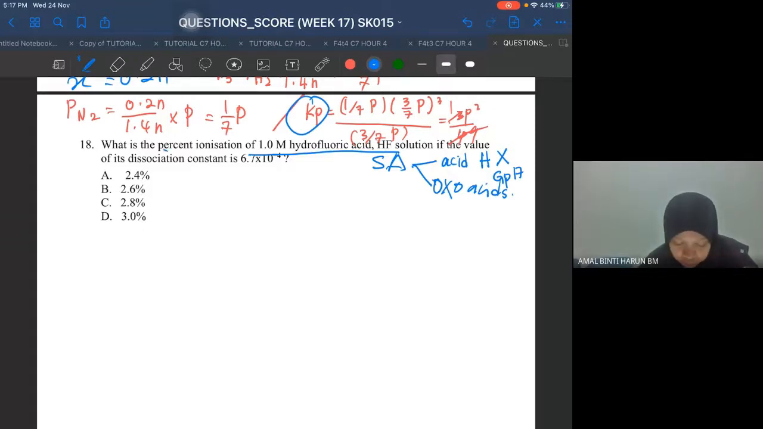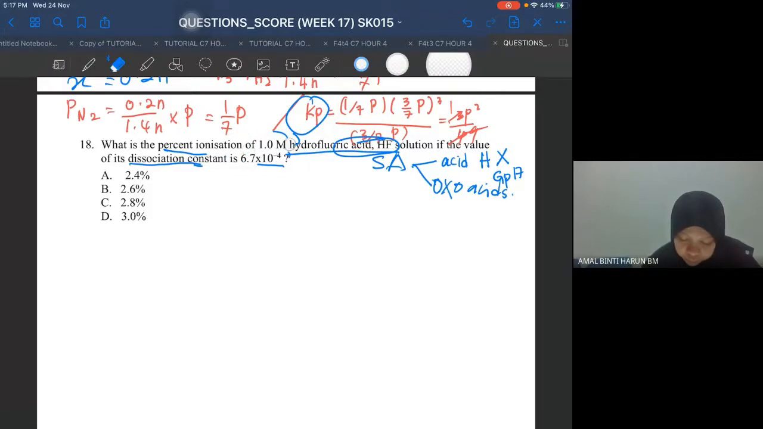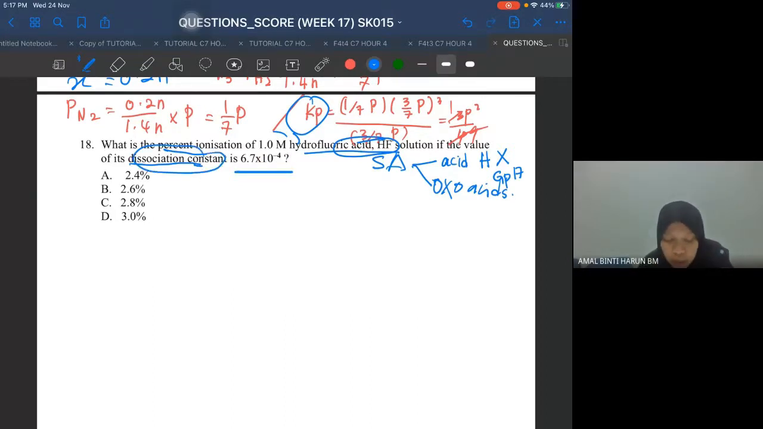So, what is the percent ionization of hydrochloric acid if its dissociation constant is 6.7? So, kalau you nampak je dissociation dia 6.7 eksponen negatif 4 diberi dissociation constant, maksudnya dia bukanlah strong acid. Maksudnya tak semualah HX ni strong acid. So dia adalah weak acid. Okay. Tak apa. So sekarang dia minta apa? What is the percent ionization of 1 molar hydrohalic acid?